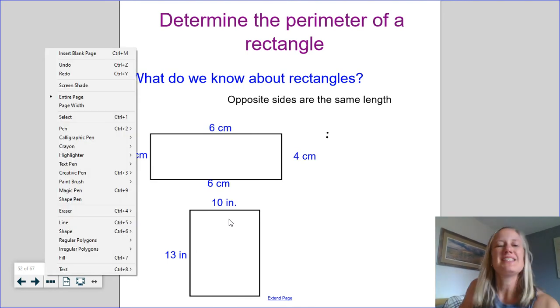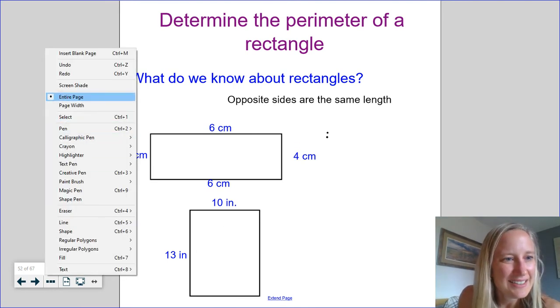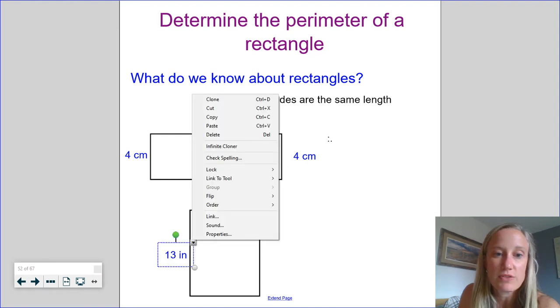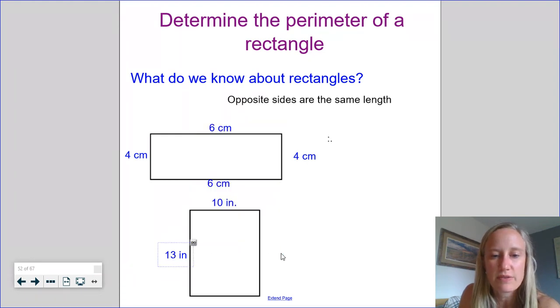Okay, so let's take a look at this one here. This has a length of 13 and a width of 10. And so we know that if this is 13, what's this? Also 13, right? So I'm going to put another 13 over here. And we know that if this is 10, then what's the bottom? It's also going to be 10. So I'm going to clone it and put a 10 here.